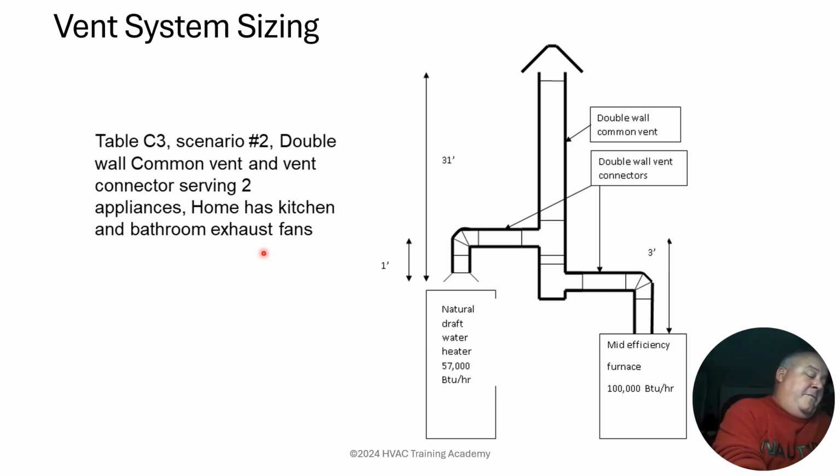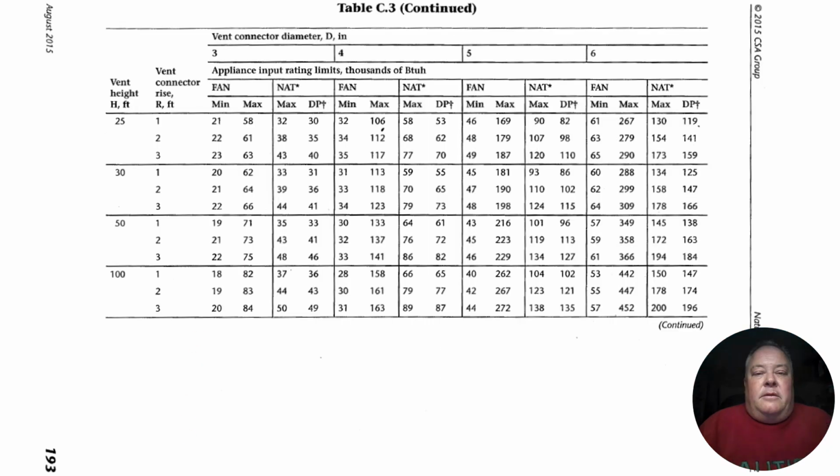So 31-foot vent height. Find a pen that works. We got a 1-foot vent connector rise for 57 on the water heater, and we got a 3-foot on the mid, and it's 100,000 BTU. Okay. So now what we're going to do is we're going to pick the appropriate table, which, as we mentioned, is going to be table C.